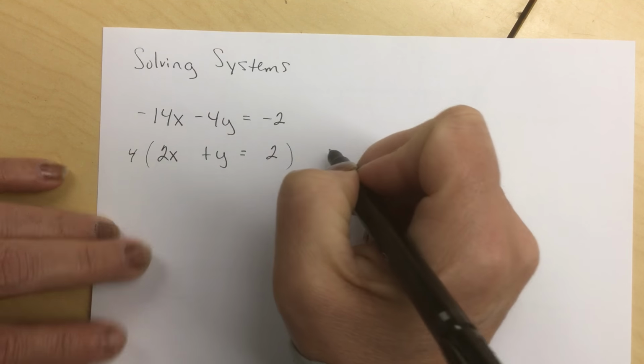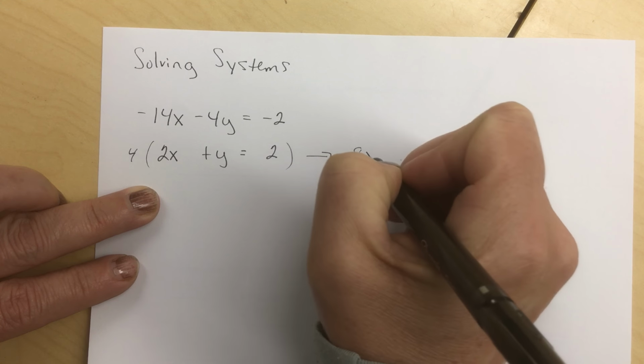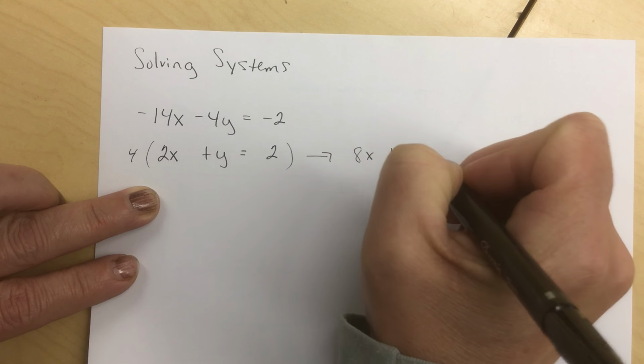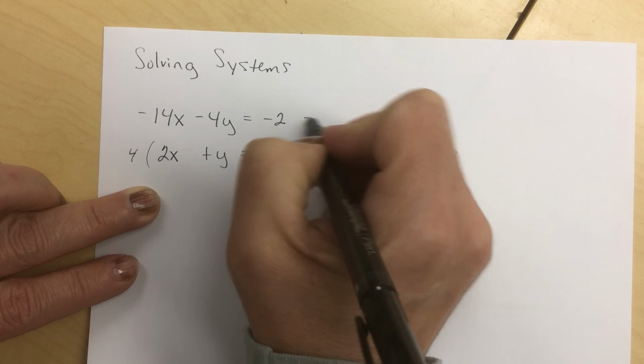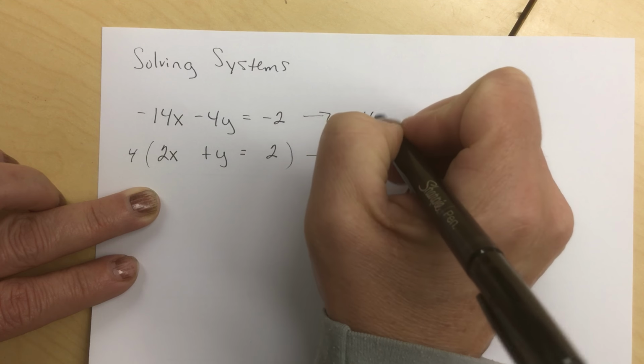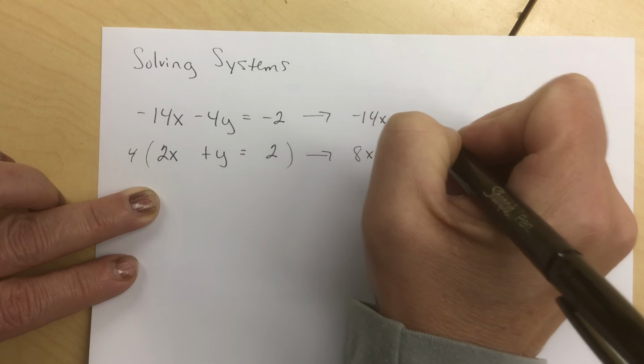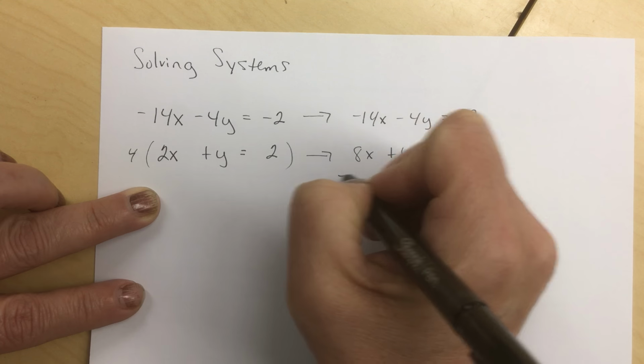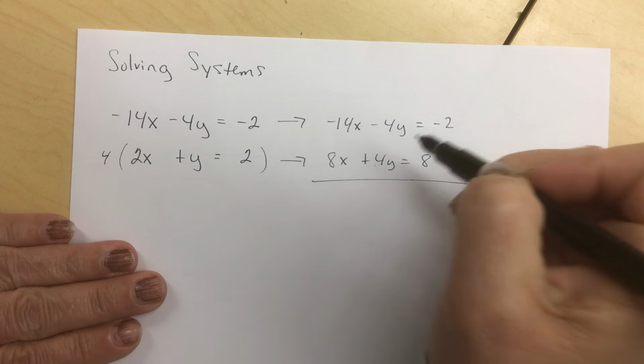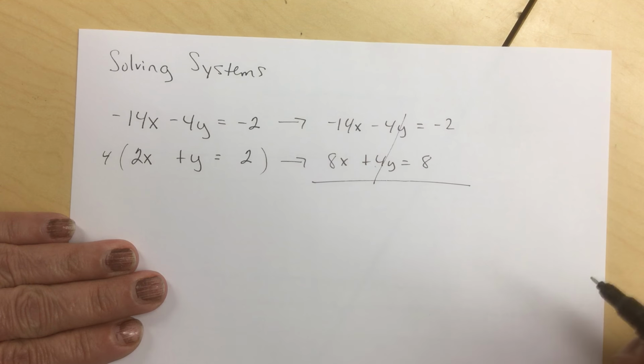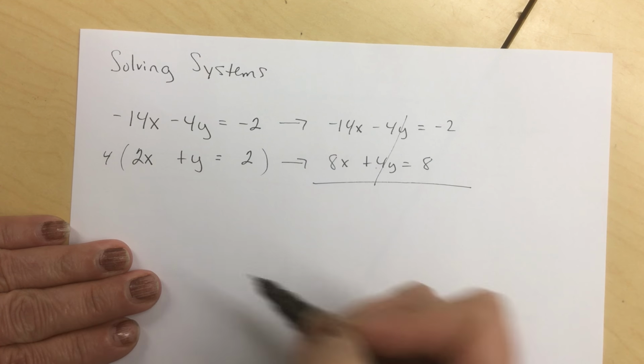So this equation is going to become 8x plus 4y equals 8. This top equation stays the same, so negative 14x minus 4y equals negative 2. And then we're going to add them together. Negative 4y plus 4y is 0. That's why we multiplied it by 4.